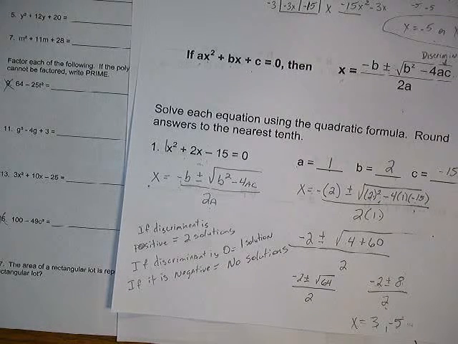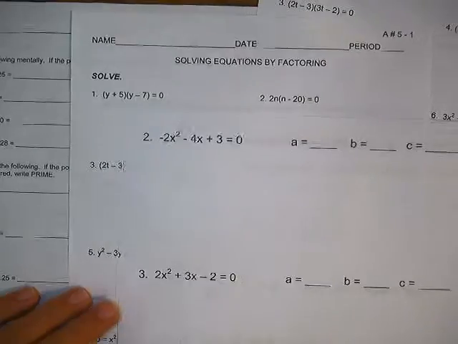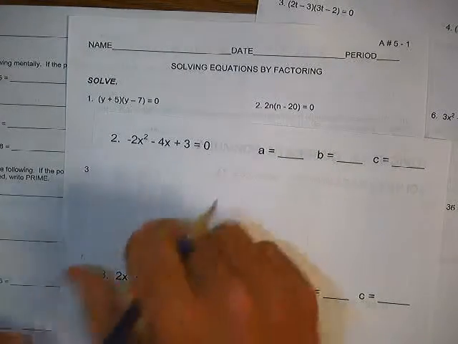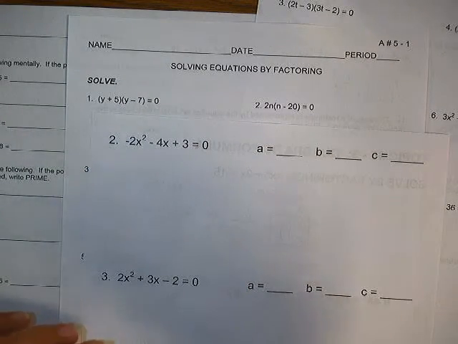If it's positive, how many solutions? 2. Positive, 2. If it's 0, 1. If it's negative, no solution. Okay, now this, after you do this a few times, it will start to get easier.